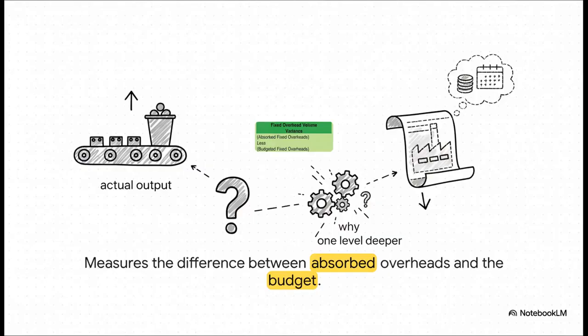It compares the overheads we absorbed based on our actual output against the overheads we had in our original budget. But here's the thing. This formula only tells us that our volume was different. It doesn't tell us why. For that, we have to go one level deeper.